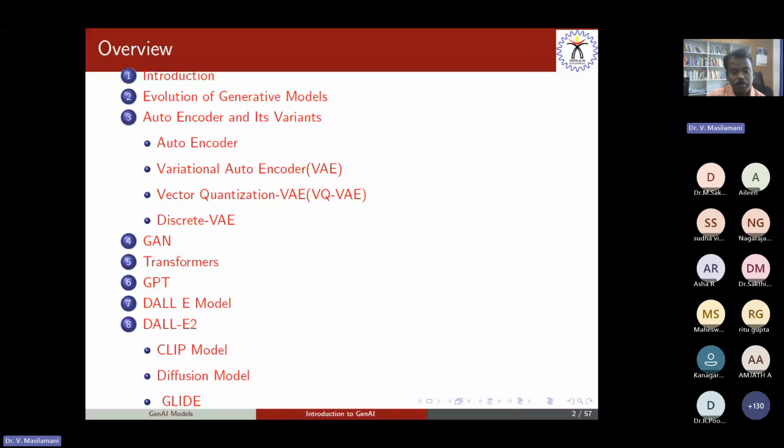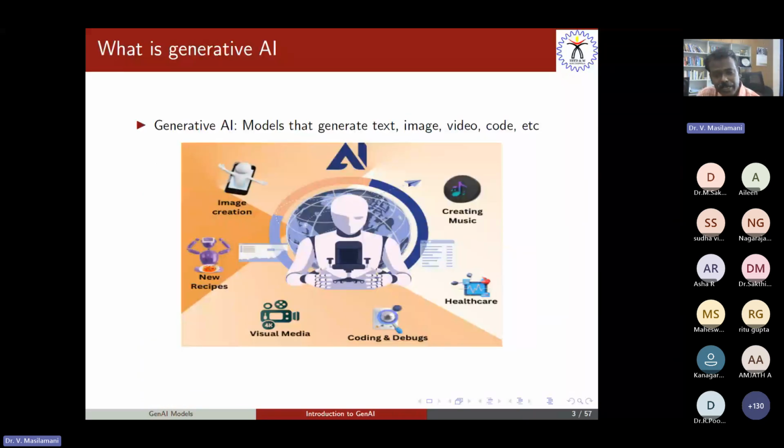And if I'm not able to cover all the models, no issue. I'll give you the PPT. You can go through the remaining models later. Therefore, let us not rush. Let us try to understand each and every concept that we want to discuss. So what is GenAI? Generative AI, what does it mean?